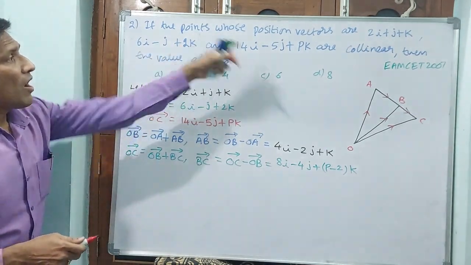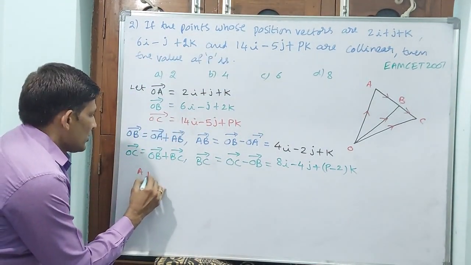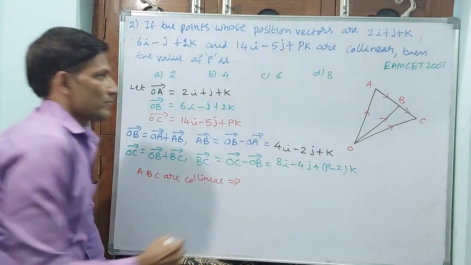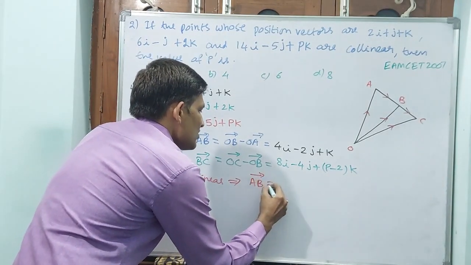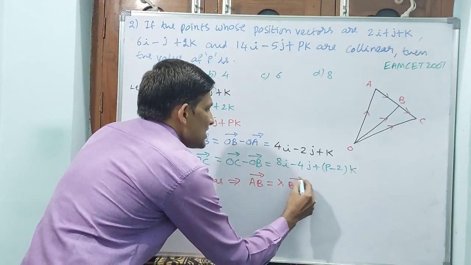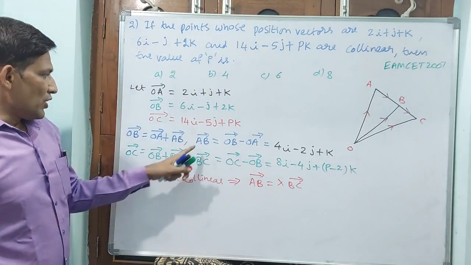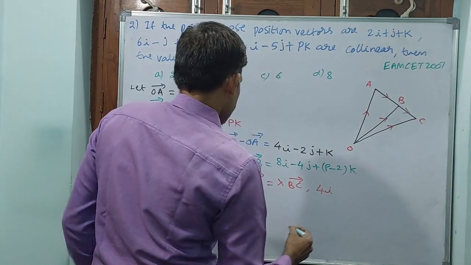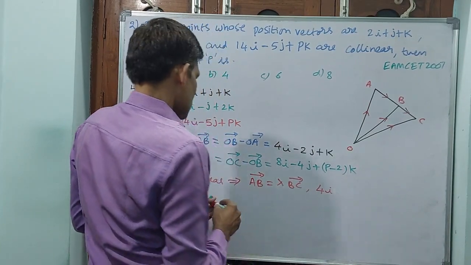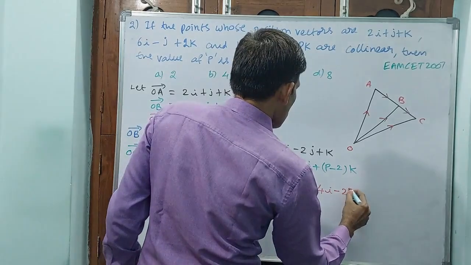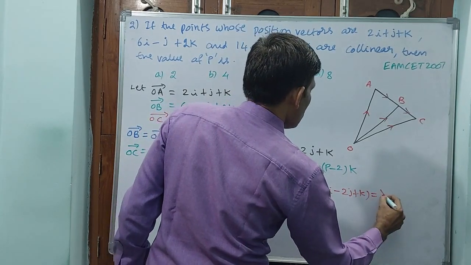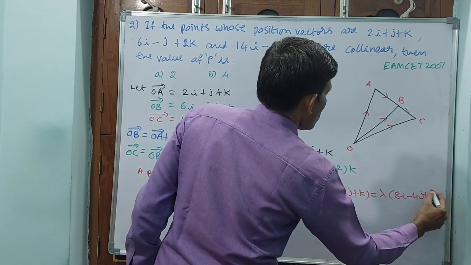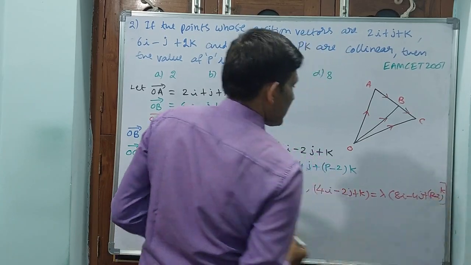Now you see, collinear. That means A, B, C are collinear, which implies AB is equal to lambda times of BC. AB, BC both are there in front of you. Write them down. 4i minus 2j plus k is equal to lambda times of 8i minus 4j plus p minus 2 into k.